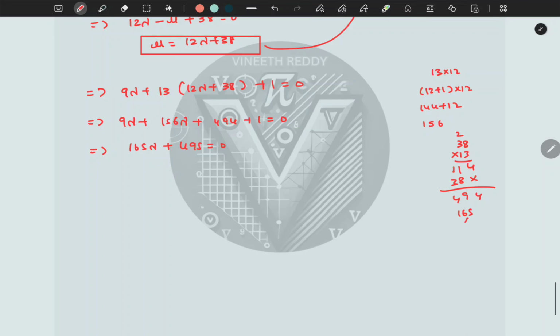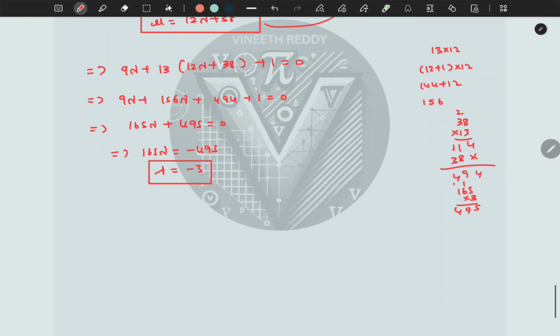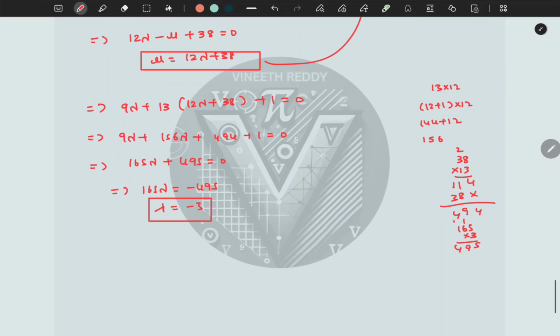How much is 165 into, I believe, 3? 6, 18, yeah, perfect. So 165 lambda is equal to minus 495. I think lambda will be equal to minus 3 from this, because 165 into 3 is 495. So once lambda is minus 3, if I replace that in this equation, I get mu is equal to 12 into minus 3 is minus 36 plus 38. So mu will be equal to 2.